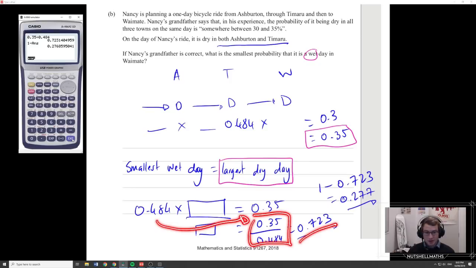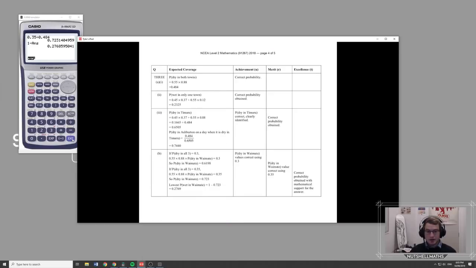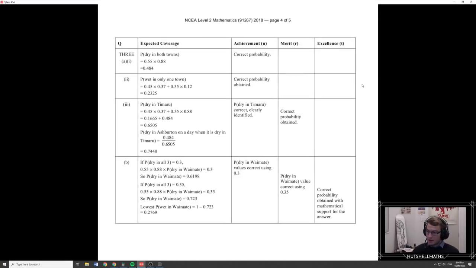Once we have this, this is the largest probability of a dry day, which means the probability of a wet day is the opposite, or 1 minus that. Okay? You said we want the answers, I'll leave the answers up here. Right? That is almost the last question.